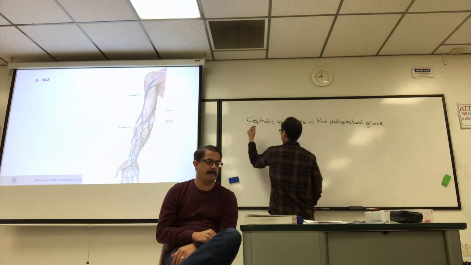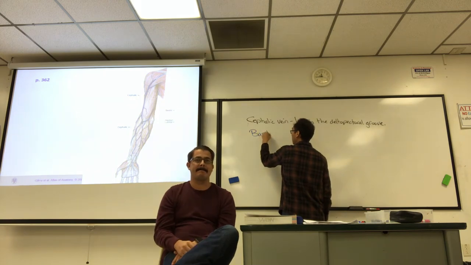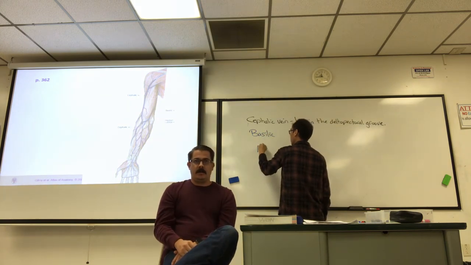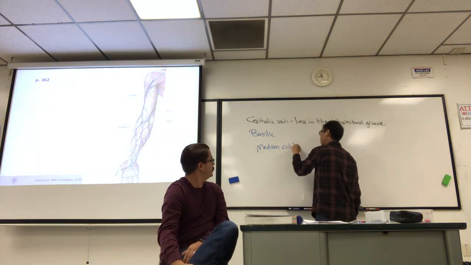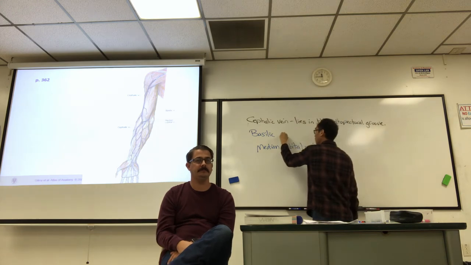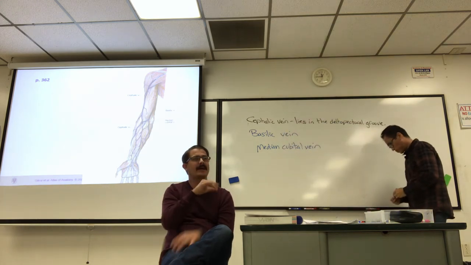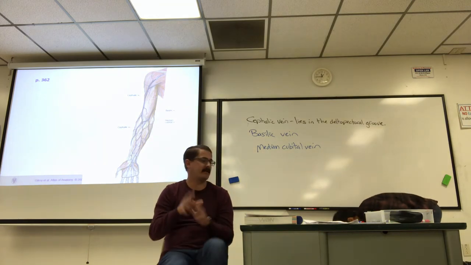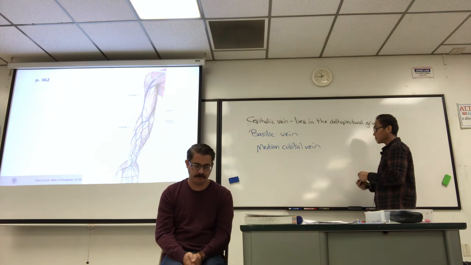So other superficial veins include cephalic, basilic, median cubital vein. That's right, vein for all of them. So think of these as a group. Just don't confuse cephalic and basilic.